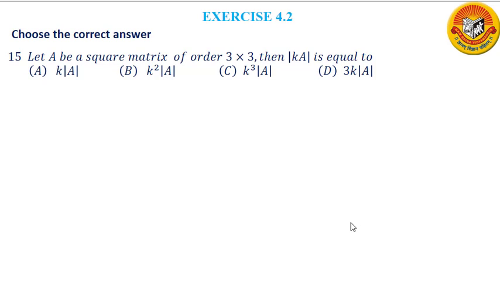Let A be a square matrix of order 3 into 3, then the value of determinant of kA is equal to. Now if you remember, in the first lecture we did one property, that if I multiply this matrix A by k and then find the determinant, the value will be k power the order. So here the order is 3, so it is k power 3 into determinant of A. So your answer is option C. Here, if it comes for 3 marks, then you can take any example, and with the help of the example you can prove that determinant of kA is equal to k cube into determinant of A.